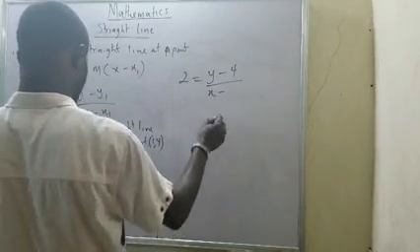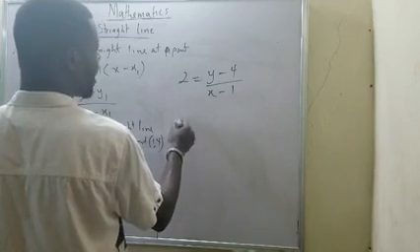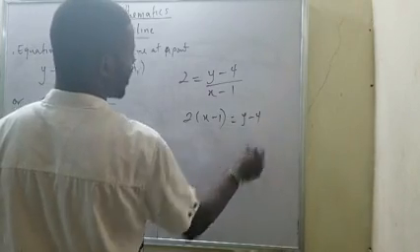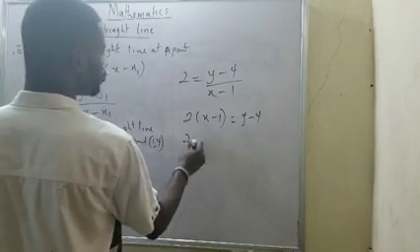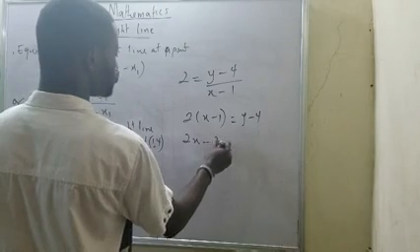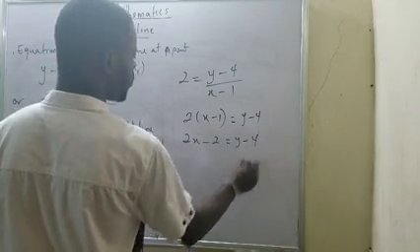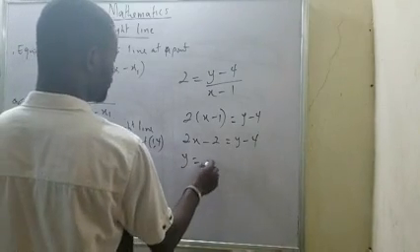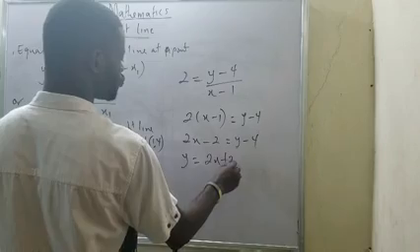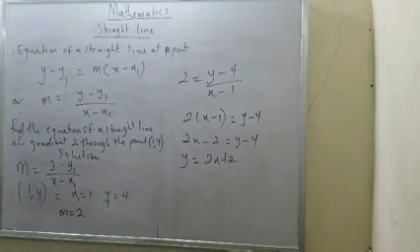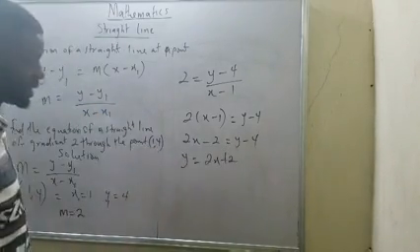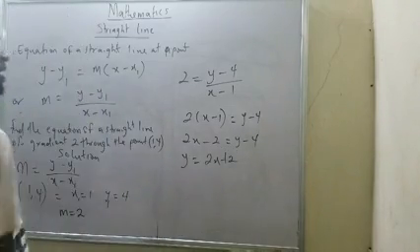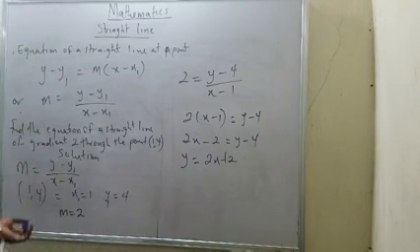It means I can say that 2 equals y minus 4 divided by x minus 1. Now, I can say 2 bracket of x minus 1 equals y minus 4. Now, it means I'll be having 2x minus 2 equals y minus 4. Now, I can answer that my y equals 2x plus 2. 2x plus 2, yes. Anyhow you want it, I can leave it like this, which is what you are looking for.